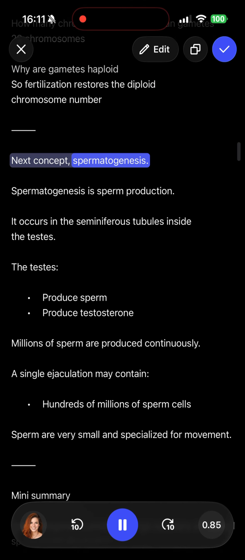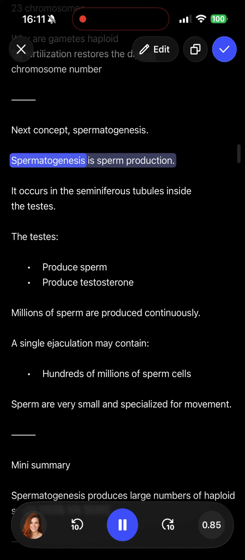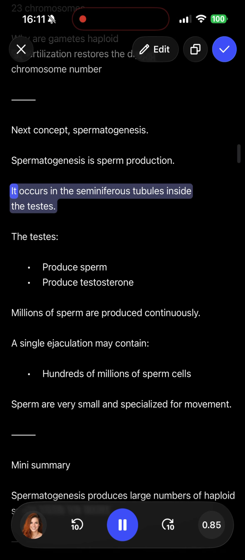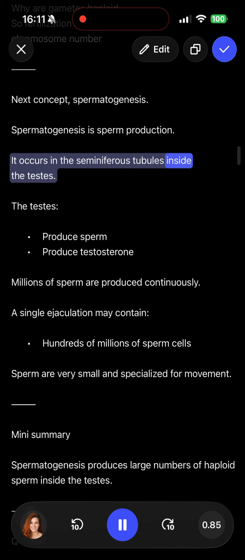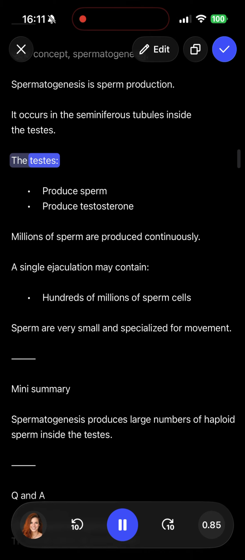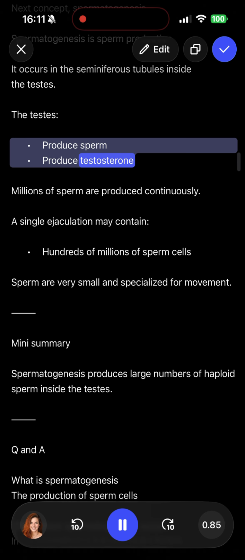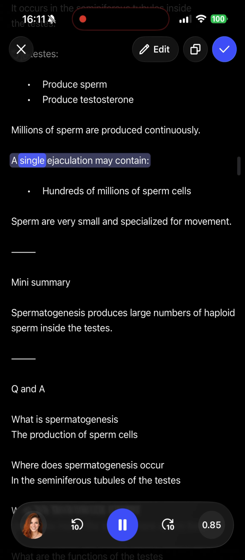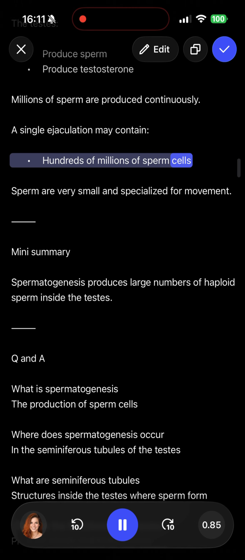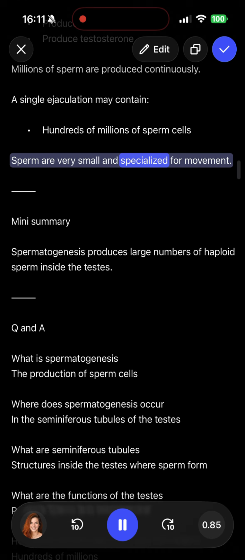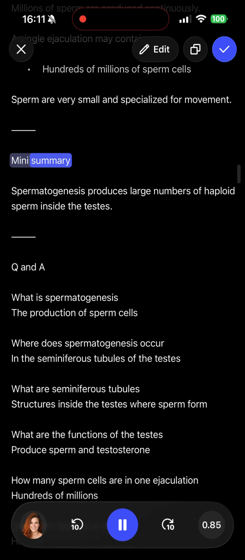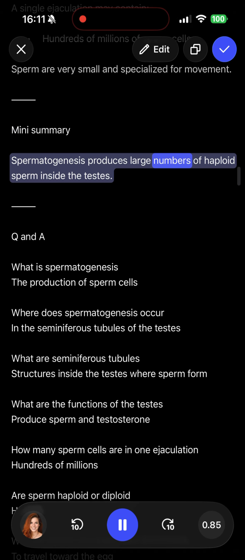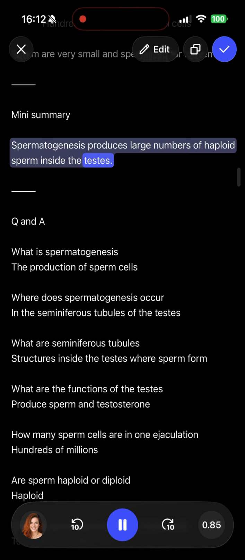Next concept, spermatogenesis. Spermatogenesis is sperm production. It occurs in the seminiferous tubules inside the testes. The testes produce testosterone. Millions of sperm are produced continuously. A single ejaculation may contain hundreds of millions of sperm cells. Sperm are very small and specialized for movement. Mini summary. Spermatogenesis produces large numbers of haploid sperm inside the testes.